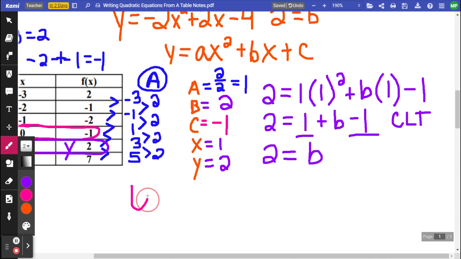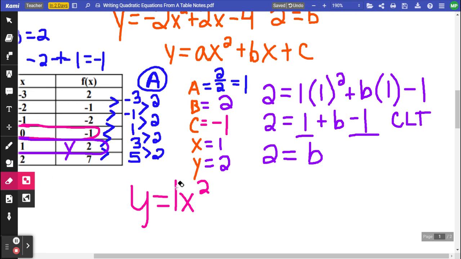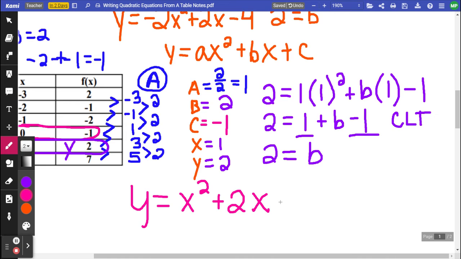Y equals, what's your A? Do I have to write a 1? Does that make it wrong? No, but they don't normally write a 1. What's your B? So it's plus 2x. What's your C? Minus 1.